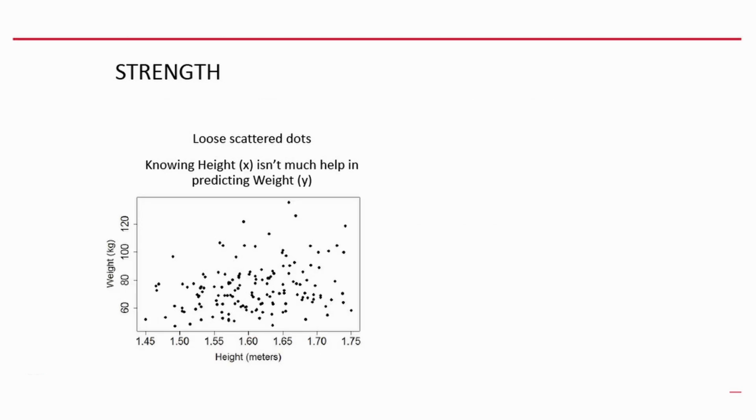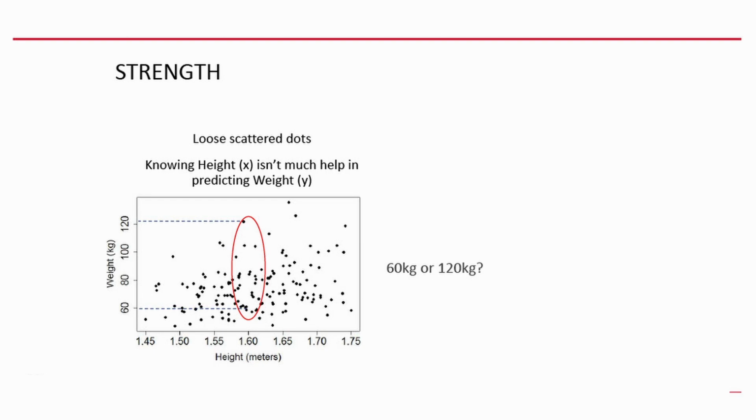The last characteristic, and the trickiest one to describe, is strength. Here what we're trying to do is describe how loosely or tightly scattered the dots are. So in this particular scatter plot, I have people's height in meters and their weight in kilograms. And in this case, you've got dots all over the place.